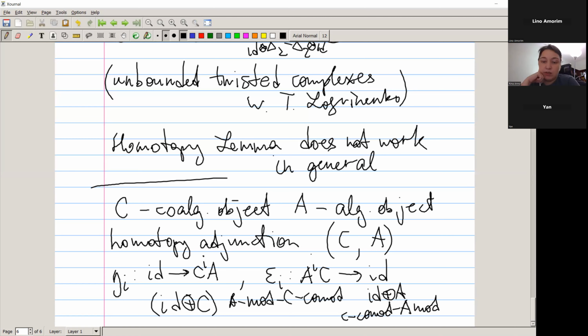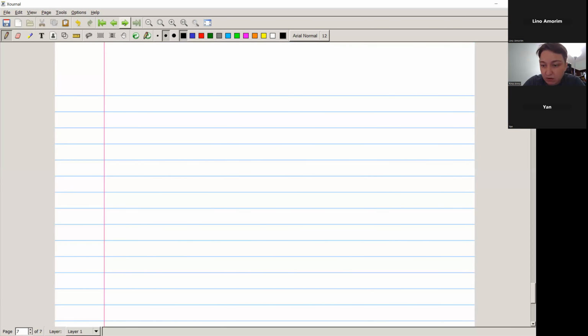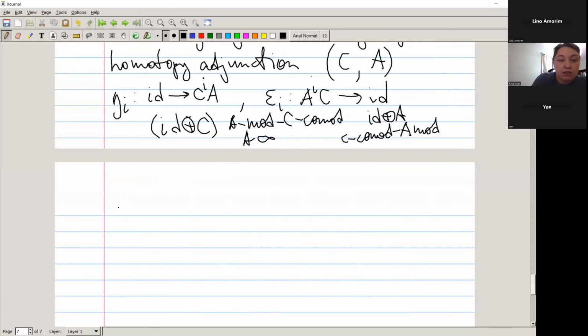So, A-infinity of course, in the A-infinity sense. And if we have this, I think we need C to be homotopy unital and A bimodule homotopy unital.